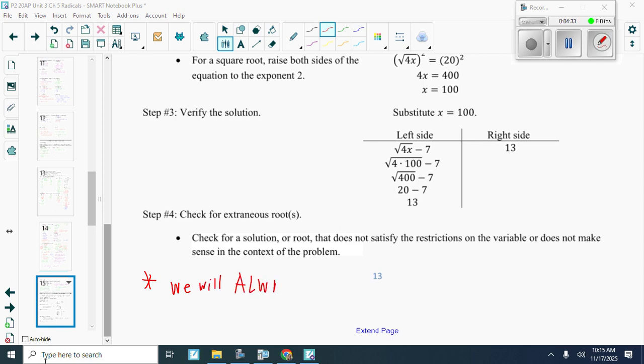So this is sort of like the restrictions. Do we need to state restrictions? Always. Do we need to simplify radicals? Always. Do we need to do a check? We will always do a verification.